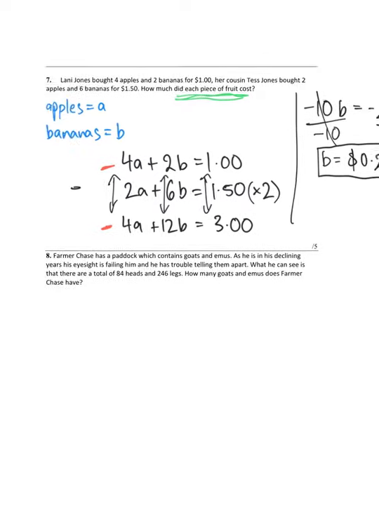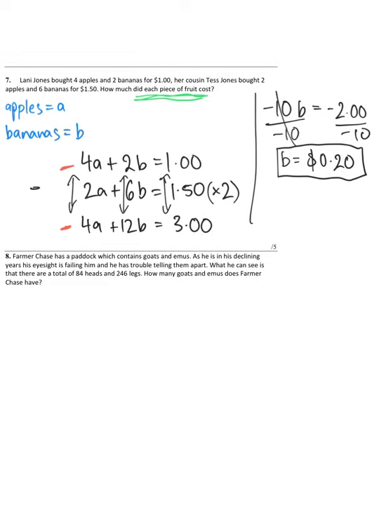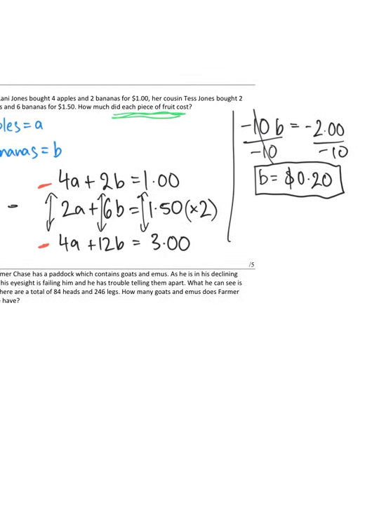Now we're going to find the price of the apples. I might substitute it into the first equation. So we're going to have 4 apples plus 2 times, instead of bananas, 20 cents, equals $1. Which leaves me with 4 apples plus 2 20-cent pieces, which makes 40 cents, equals $1.